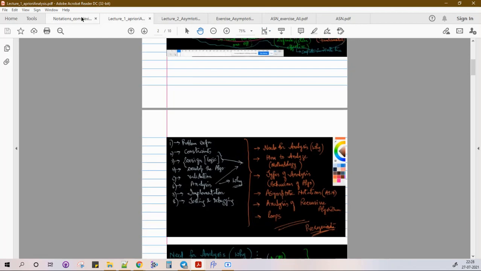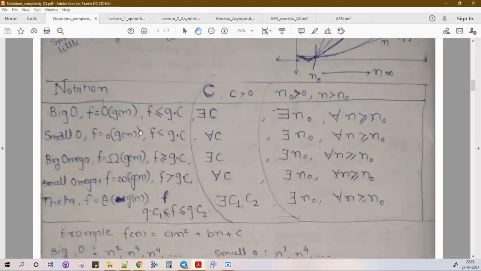So let me read the equation again. What I'm saying is, in small o, you can take every value of c, you can take any value of c after this limit, after n0, right? After one limit, your function would be strictly less than g multiplied by c, c is constant, right?